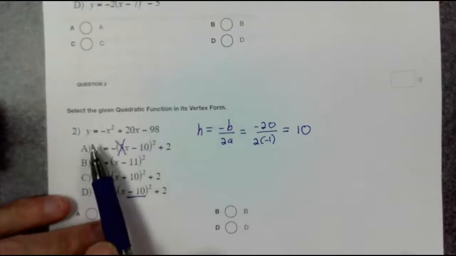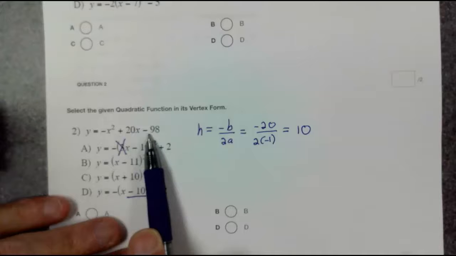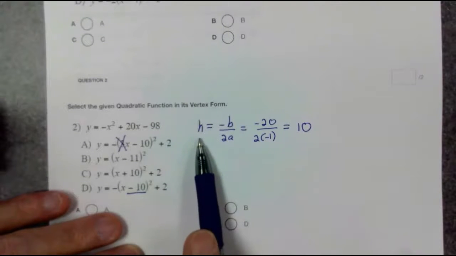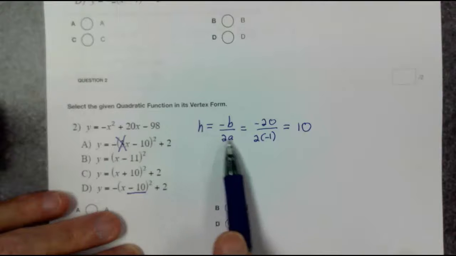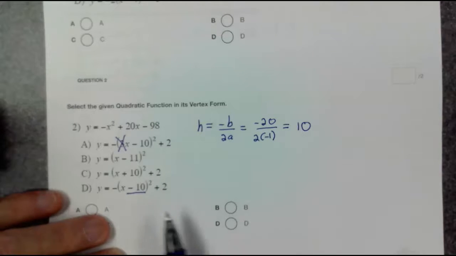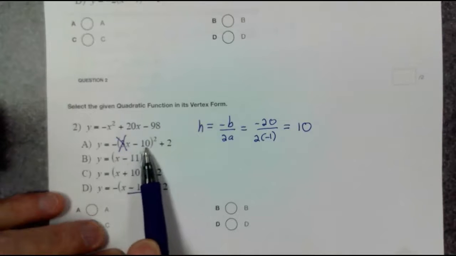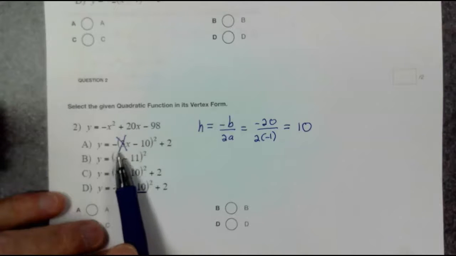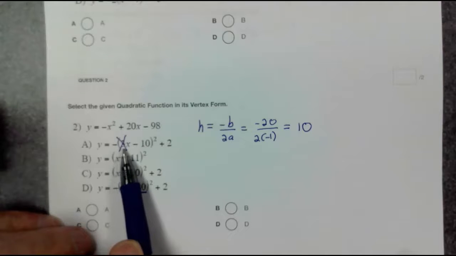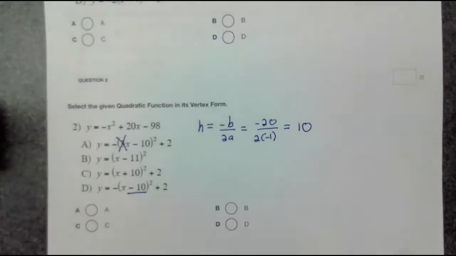All right, number 2, again, I find h. They're given a quadratic in standard form. They want the vertex form. So you have to find the vertex. I use the formula -b/2a. I found 10. So guys, look at x -10. It's either this one or this one up here. The problem with this one right here is that there's a 3 in front of that x. That's not even vertex form at all. This is vertex form right there.